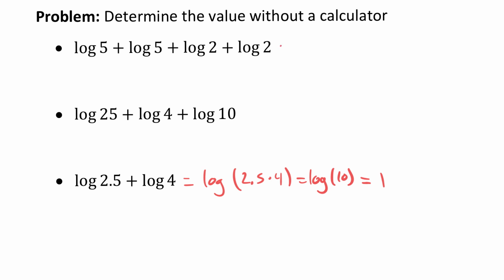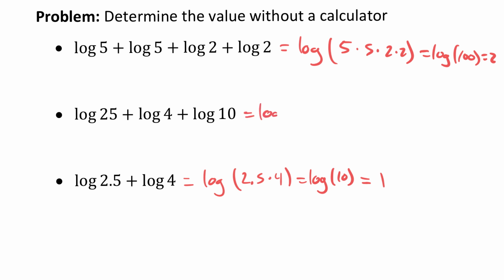Now the same idea applies up here if you have a lot of numbers. This would be log of 5 times 5 times 2 times 2, which will be log of 100, which is 2. Or here, we would have log of 25 times 4 times 10, so log of 1000, which would be 3.